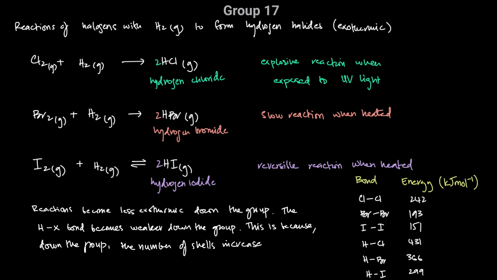Which means that the number of shells increases and therefore the atomic radius and shielding increase. Hence we know that the bond length increases and the bond energy decreases. Bond length increases and bond energy decreases.